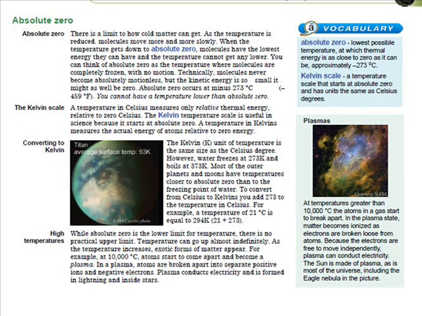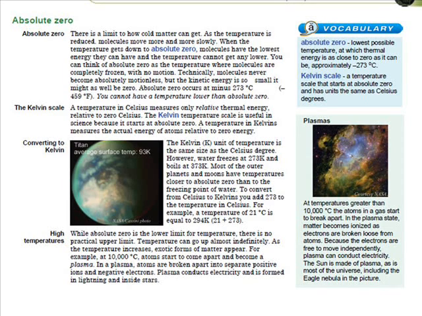To convert from Celsius to Kelvin, you add 273 to the temperature in Celsius. For example, a temperature of 21 degrees C is equal to 294 degrees K, 21 plus 273. While absolute zero is the lower limit for temperature, there is no practical upper limit. Temperature can go up almost indefinitely.